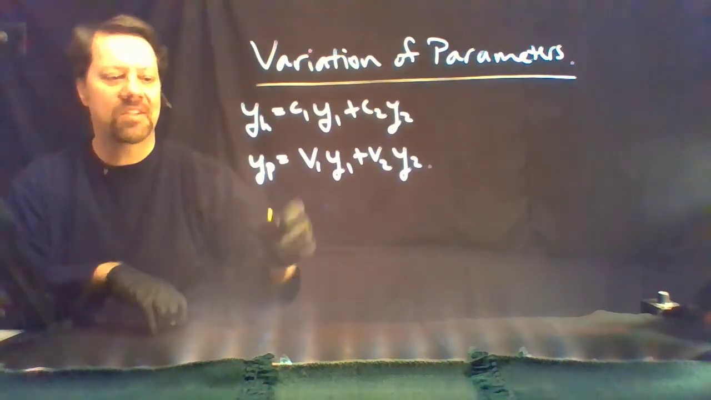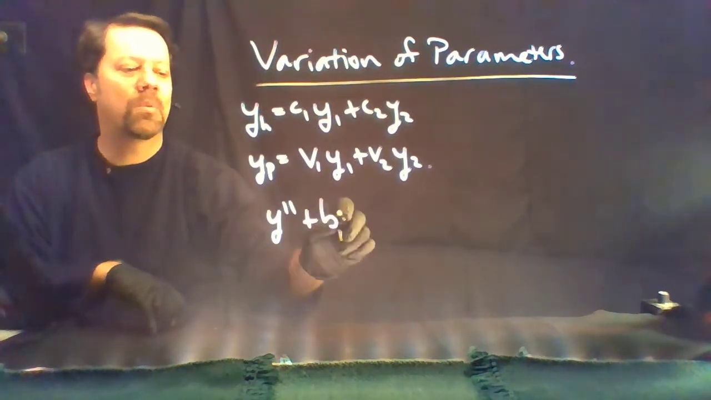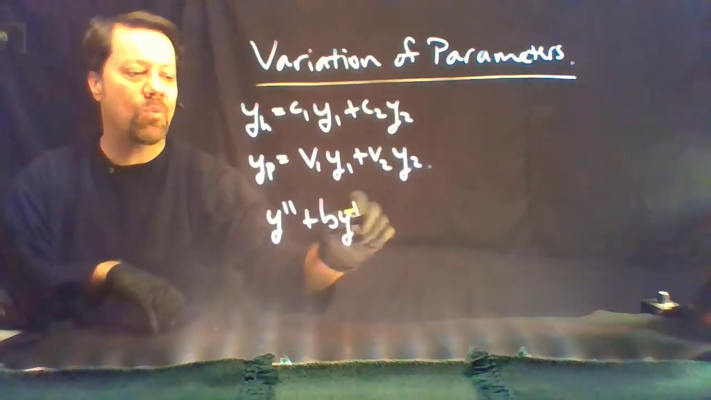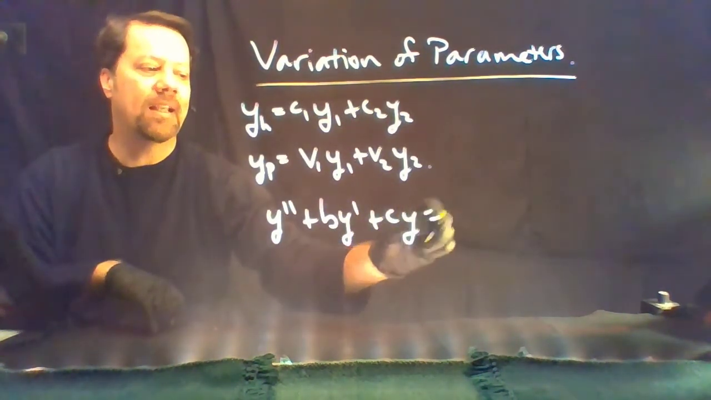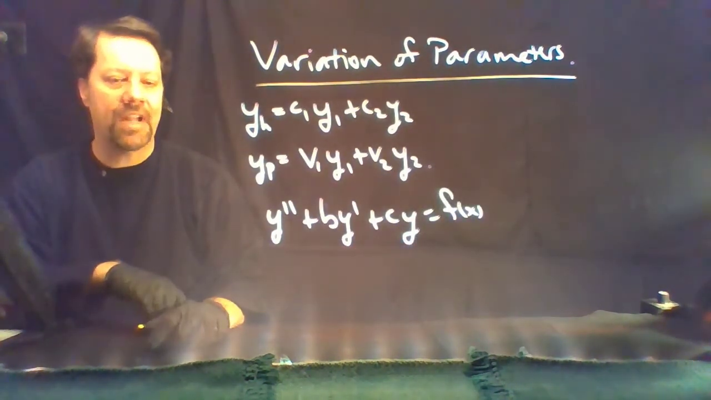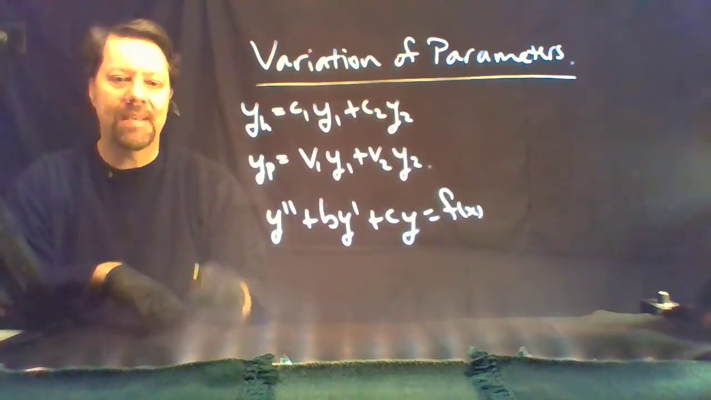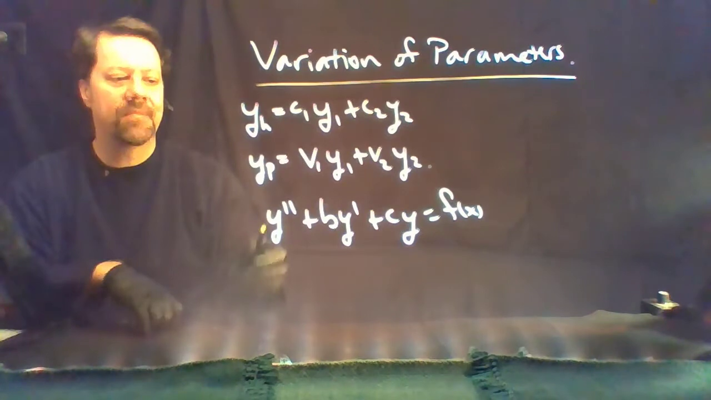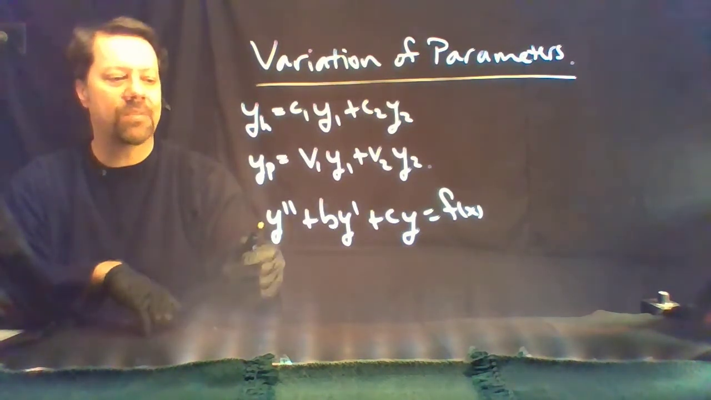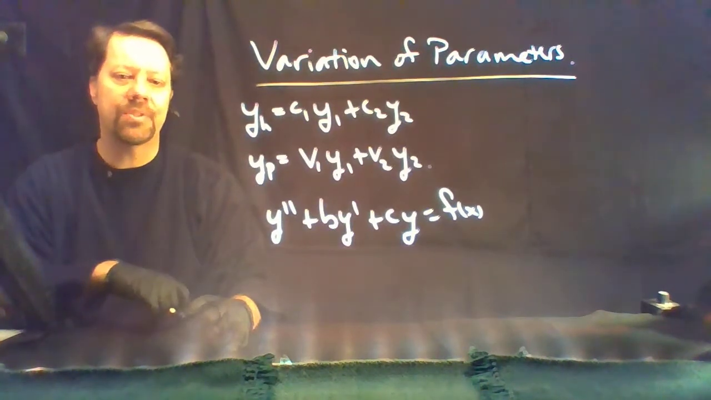In this case, we're going to constrain ourselves to differential equations of the form y double prime plus by prime plus cy equals f of x. Note that I've divided out the coefficient a. We're going to assume that the coefficient a is non-zero, so you may as well divide it out. In all cases, if it truly is a second-order equation with constant coefficients, you can divide that leading coefficient off and reduce it to 1.